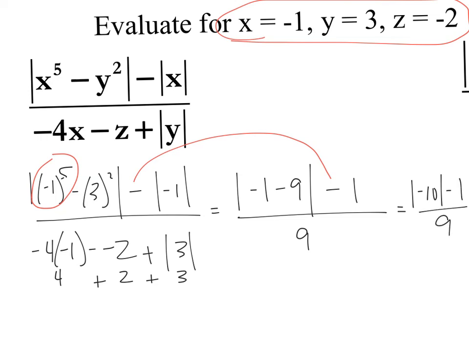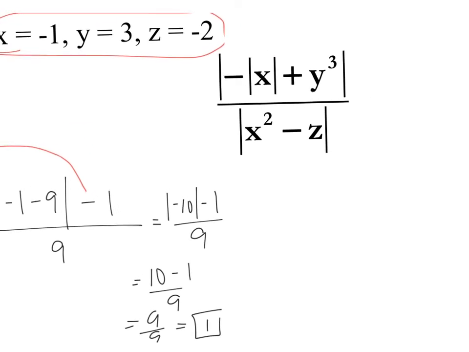And I'm just continuing to simplify as I go. The absolute value of -10 is 10. That gives me 9 over 9, which is 1. So that entire expression simplified really easily to just 1. So that one ended up being a nice simplification. And I've got one more.